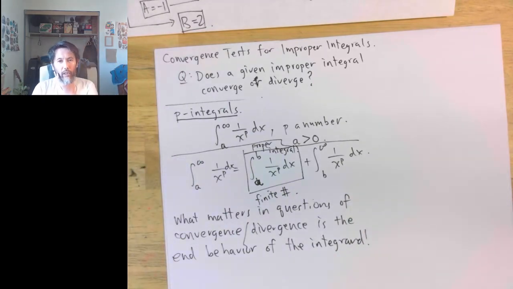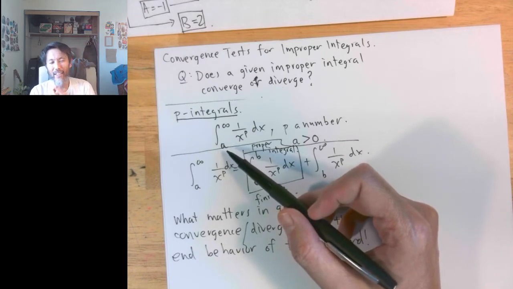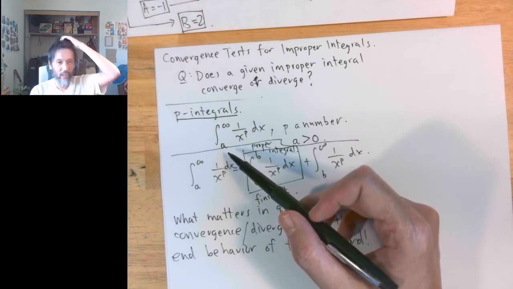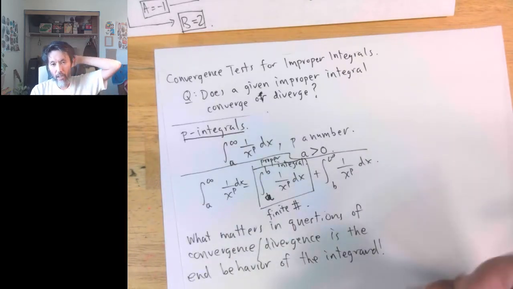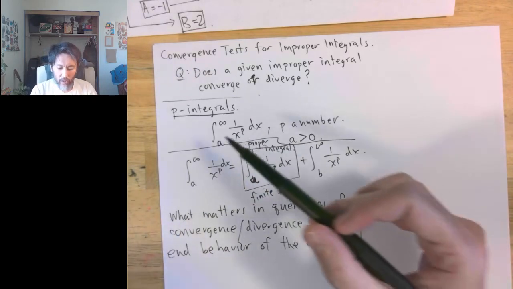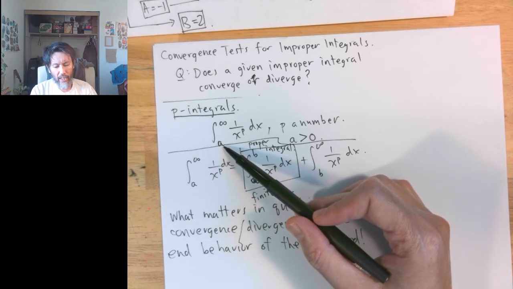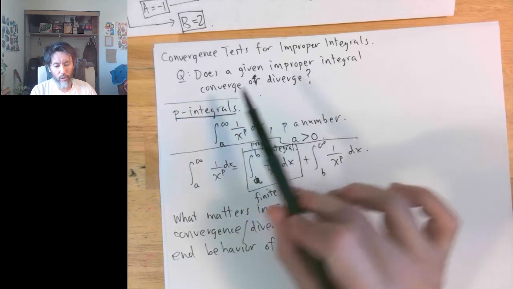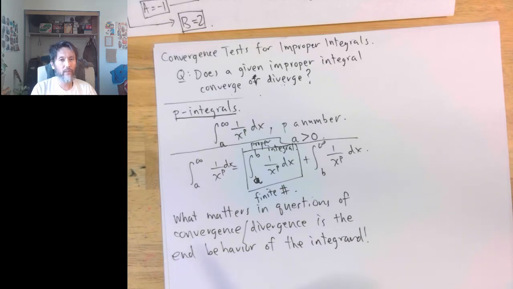Okay? So that's why this is all a long-winded way. I tend to get very long-winded. I'm especially self-conscious of it right now because I'm on video. But this is a long-winded way of saying that the value of this a here really doesn't matter for questions of convergence or divergence, particularly with respect to these p-integrals.